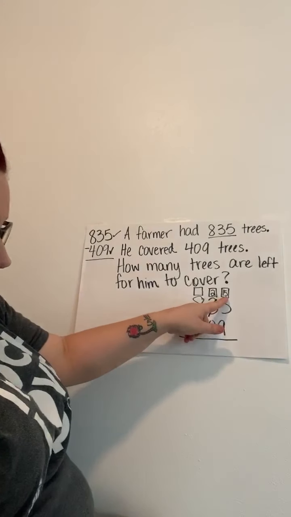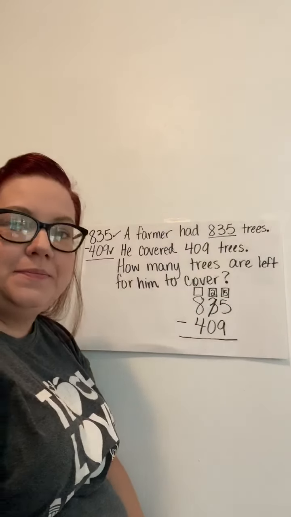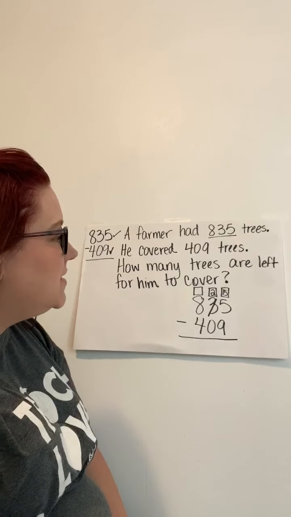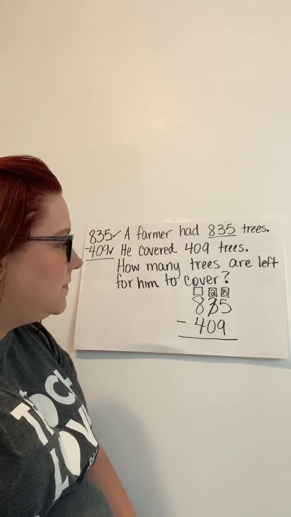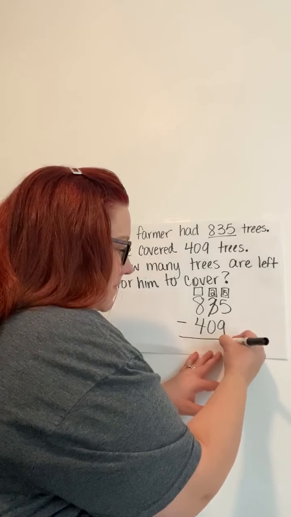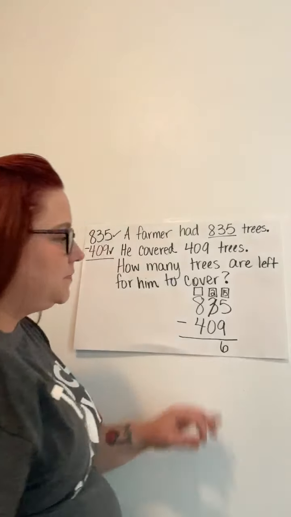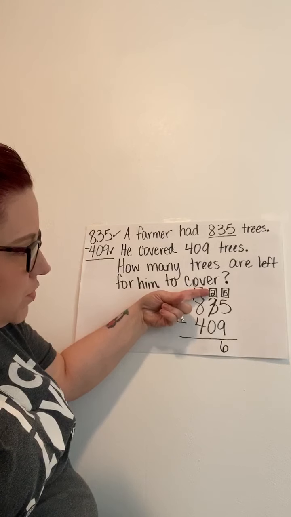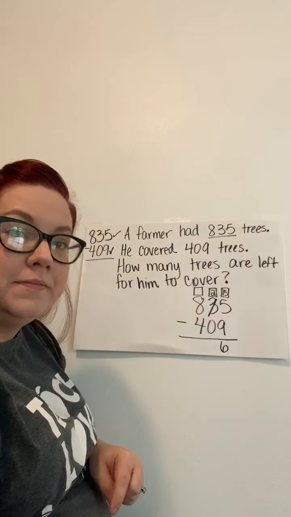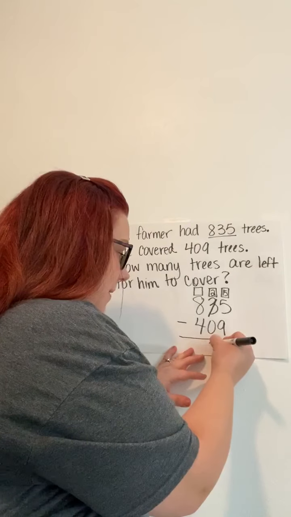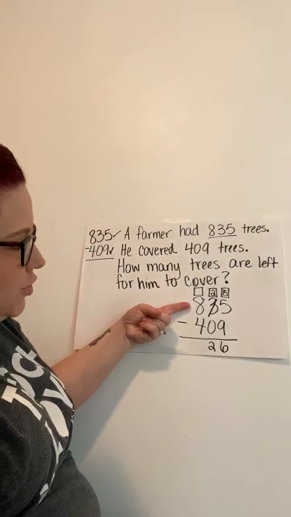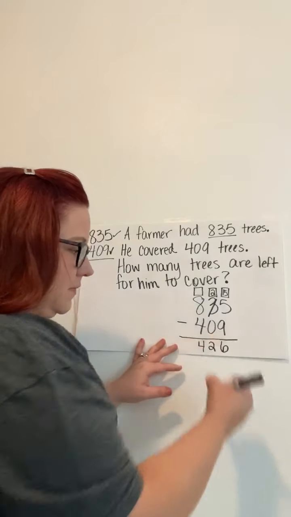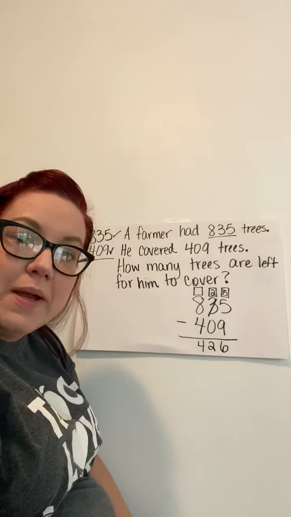So now if I have 15, can I take away 9? Yes. So let's solve. 15 minus 9 is 6. Okay, now let's look in our tens place. 2 minus 0 is 2. I'm not taking any of those away. And then in my hundreds place, 8 minus 4 is 4. So 426 is my answer.